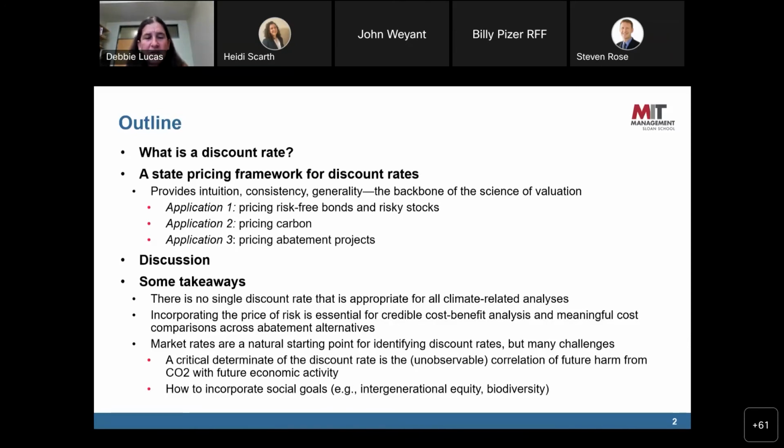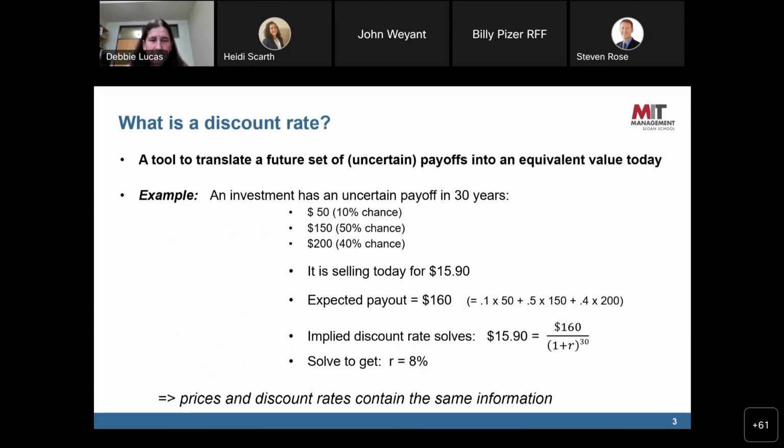I'm going to be emphasizing that in the approach I'm talking about, a very critical determinant of the social discount rate for carbon is how correlated are the harms from CO2 with future economic activity. And I think where I'm going to end is to say that's a really hard correlation to get a handle on, and it creates a lot of uncertainty in the price of carbon. So people have already said this, but let me start at the beginning.